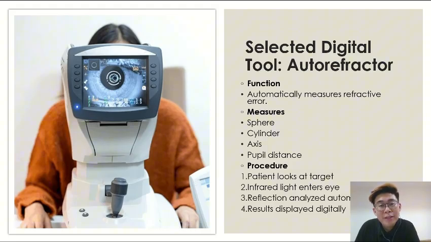The autorefractor is a computerized instrument that automatically measures the refractive error. It measures the sphere power, the cylinder power, the axis, and the pupil distance. The device uses infrared light and displays refractive results digitally. Some are semi-automatic, and the one I chose is fully automatic.